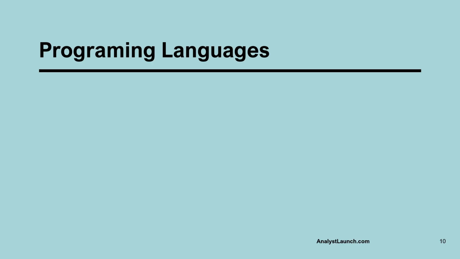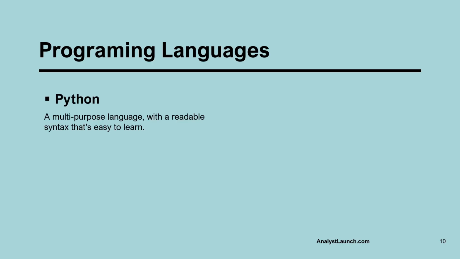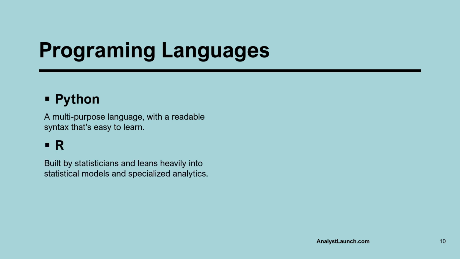Now let's talk about programming languages. So Python is the language that I recommend that you learn. It's multi-purpose. You can use it for a lot of different things. It's very readable syntax and, I don't know, for me it's pretty easy to learn. So the other one you'll hear about is R. That's mainly for statisticians and it leans heavily into statistical models and specialized analytics. I personally don't recommend it. I've actually never learned it.